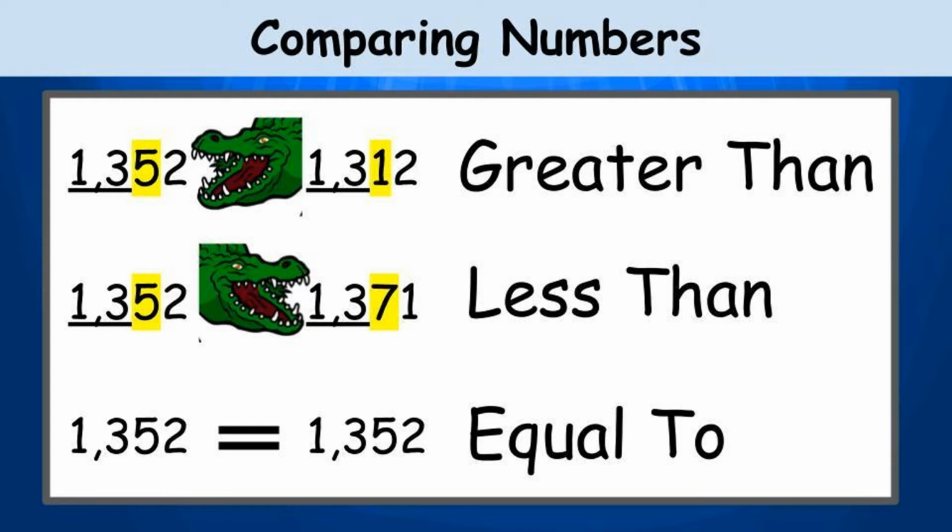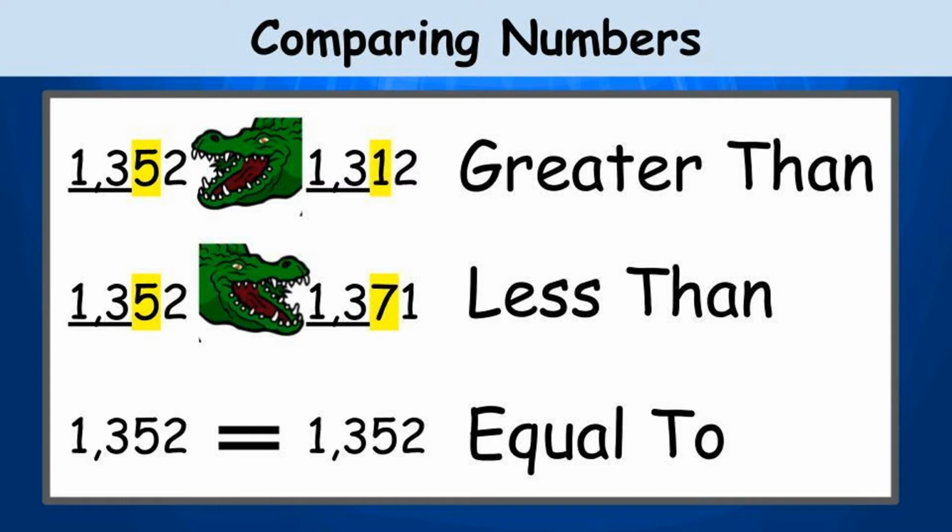Let's review how to compare numbers first. We're comparing 1,352 and 1,312. First, we're going to look at the thousands place. Since they're both ones, we're going to move over to the hundreds place. Since they're both threes, we're going to move on over to the tens place. Since they're different, I highlighted them yellow. Which is larger, the 5 or the 1? That's right, the 5 is larger. So we decide that 1,352 is greater than 1,312. Make sure that the alligator is eating the largest number.